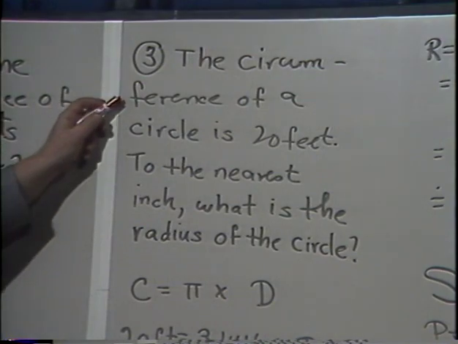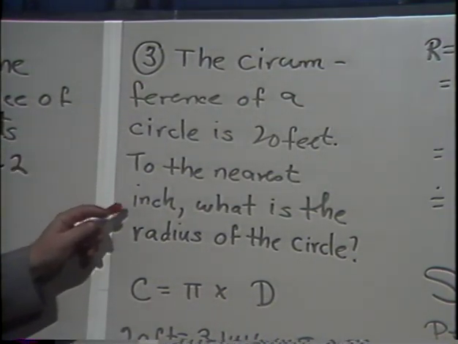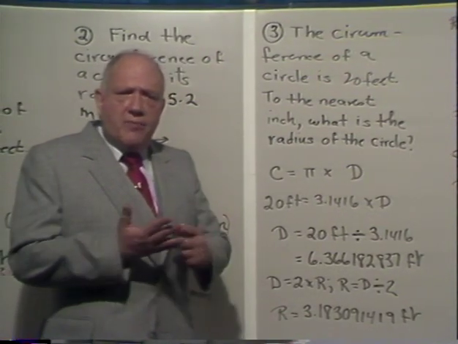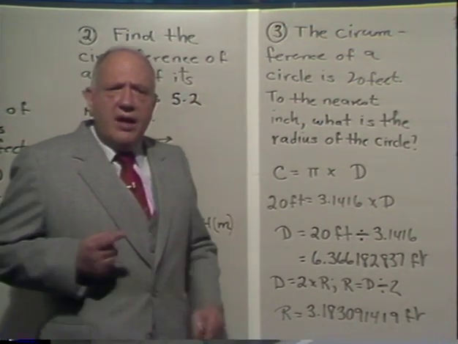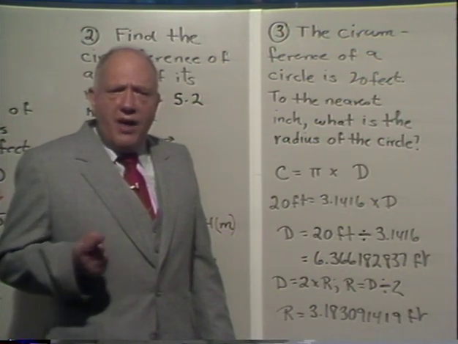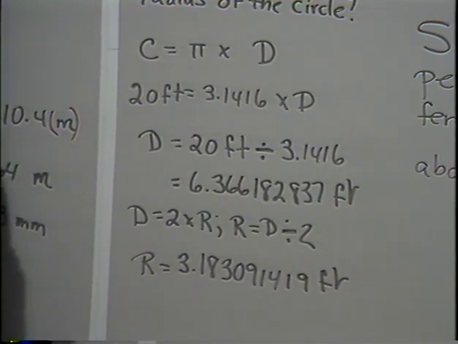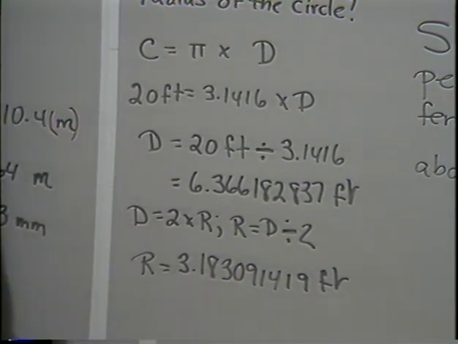See what happens over here? Next problem says the circumference of a circle is 20 feet. To the nearest inch, what is the radius of the circle? See, what happened in the previous problem? In the previous problem, we started with the radius and found from that the circumference. Now we're starting with the circumference, and we have to find the radius. You see, the formula doesn't change. In fact, let me give you a quick introduction into Module 12 as to what the difference between arithmetic and algebra is. C equals pi times d is neither arithmetic nor algebra.